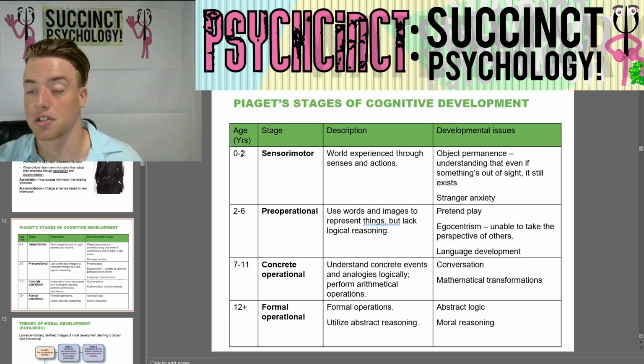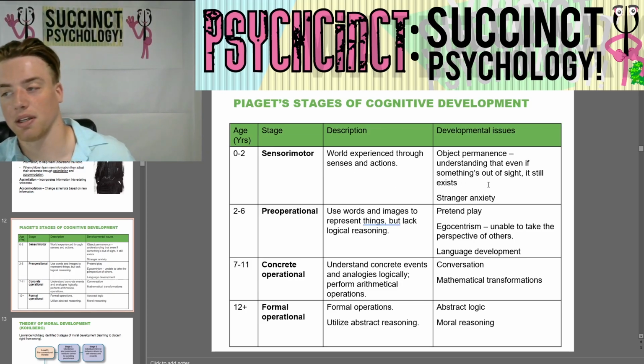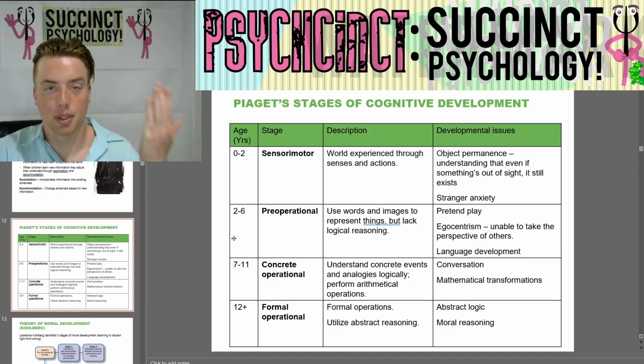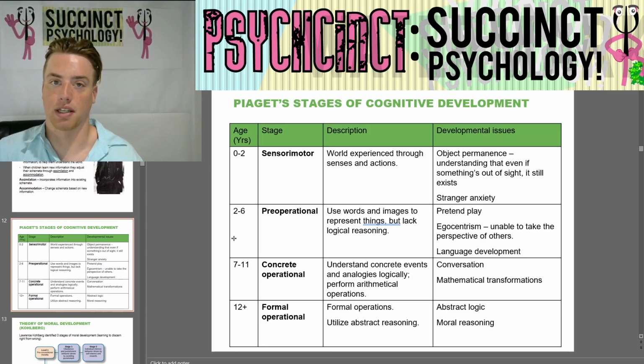So ages 0 to 2, it's the sensorimotor stage, and it is the world experienced through senses and actions. Now there are some developmental issues for each of these stages. So object permanence, understanding that even if something's out of sight, it still exists, and stranger anxiety. So your 0 to 2-year-old has trouble, that's why you play peekaboo, they have no object permanence. Once they can't see your face, they assume it's gone.